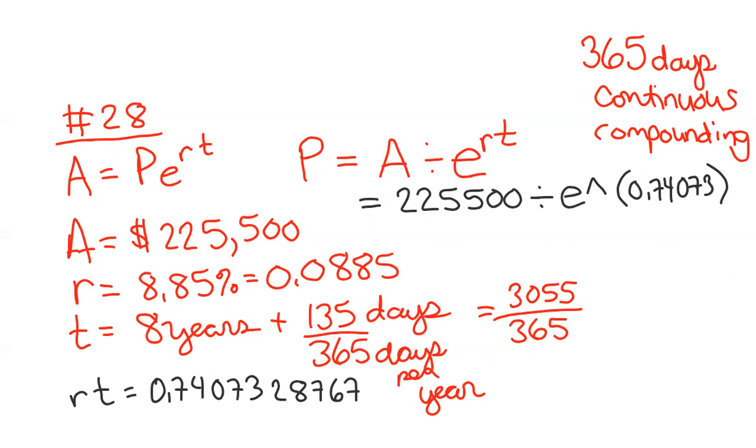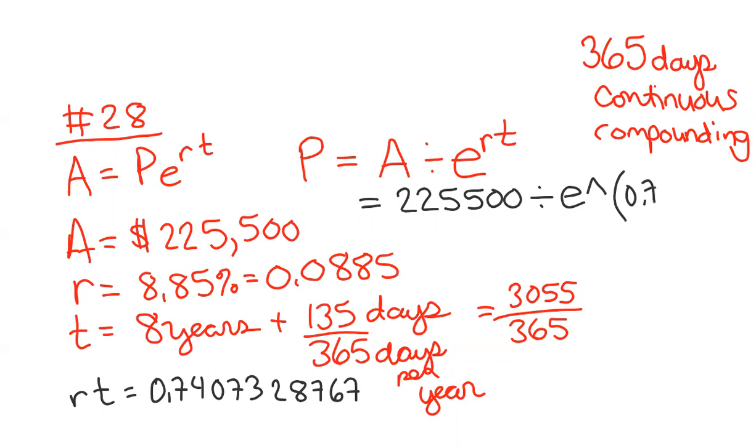225,500 divided by e raised to the 0.74073. Oh, I'm off by 30 cents. So let me not round at all. I'm just going to stick the entire number in there.